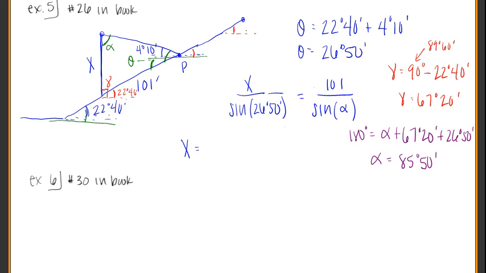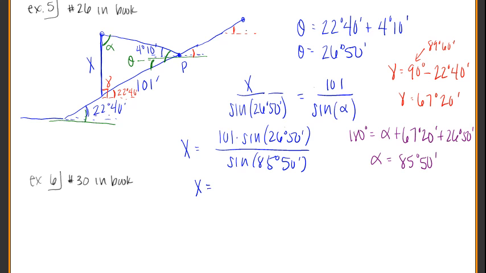So x is going to be 101 times the sine of 26 degrees and 50 minutes, all divided by the sine of alpha, which is 85 degrees and 50 minutes. All right, last but not least, we can plug this all in our calculators real quick. And my thoughts are kind of to round it possibly to like 3 significant digits. So with all of this, I'm getting 47.7 feet for the height of that watchtower.